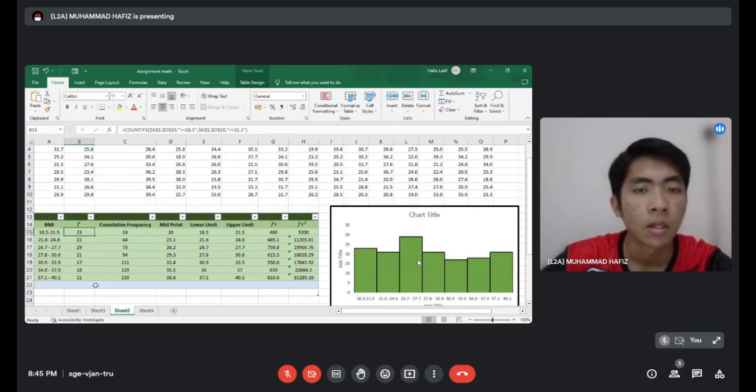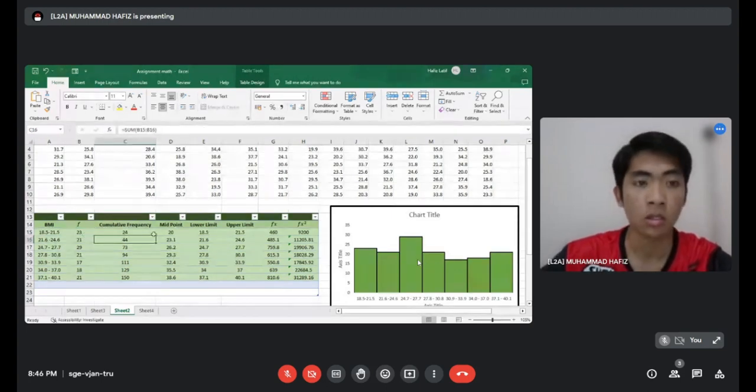The third step is to get the cumulative frequency by using the formula SUM and highlight all of this frequency, and it will help us calculate the cumulative frequency automatically.